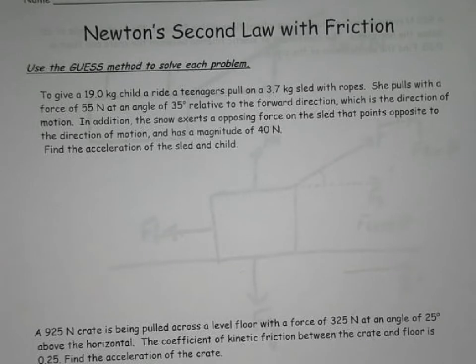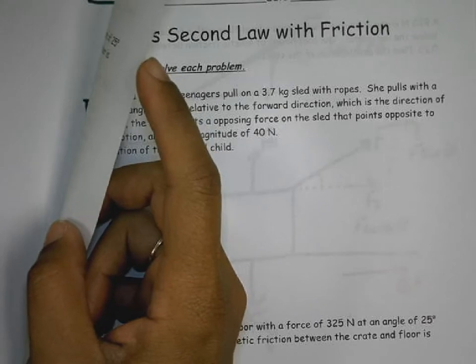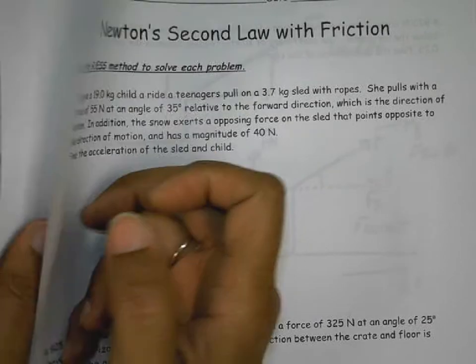In addition, the snow exerts an opposing force on the sled that points opposite to the direction of motion and has a magnitude of 40 newtons. The ultimate question is, find the acceleration of the sled and the child. Anytime you have a force question, the first thing you should always do is a free body diagram. So I'm going to start with a free body diagram.